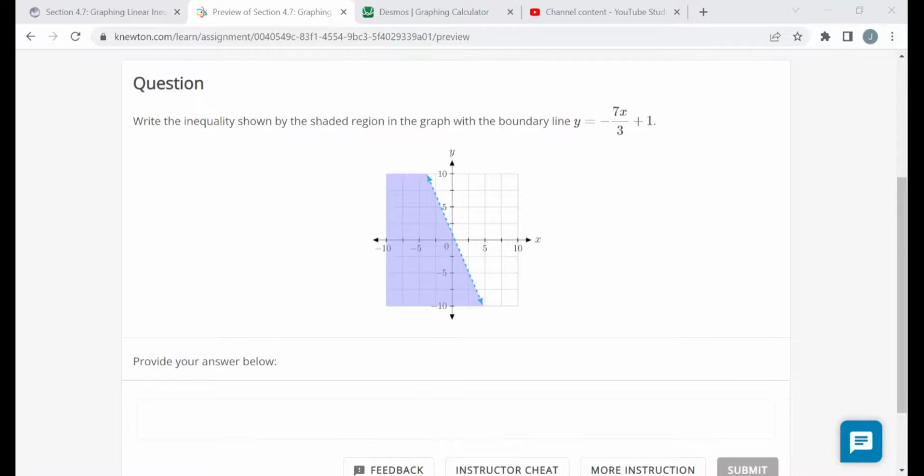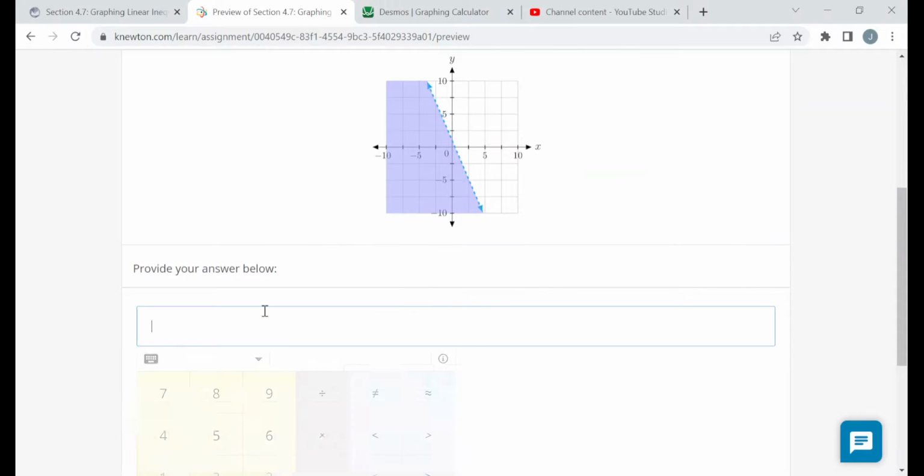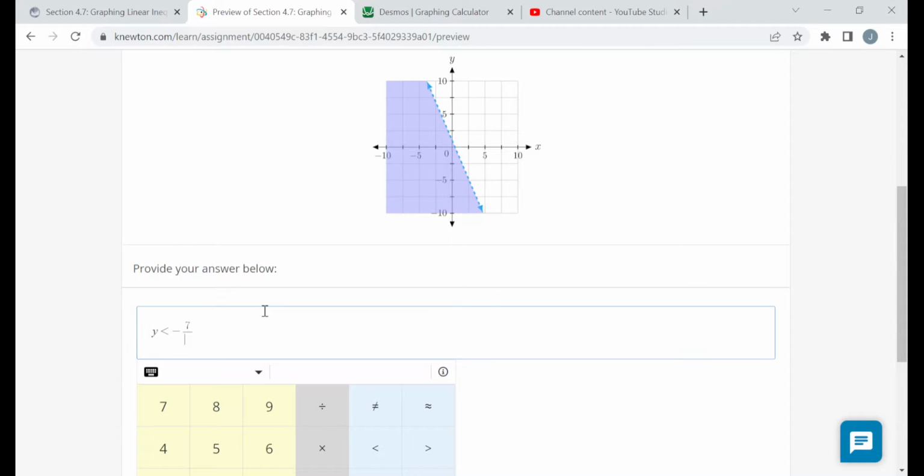All right, so back here I'm putting that in. y is less than negative 7/3 times x plus 1.